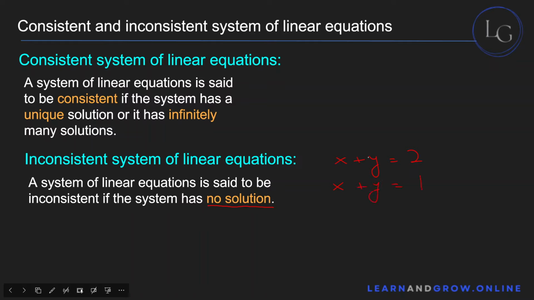Now, quite clearly, these both equations contradict each other, as x plus y here is equal to 2, but x plus y here is equal to 1. So, you can clearly see that this will never have a solution, as they are contradicting each other. So, this is an inconsistent system of linear equations.